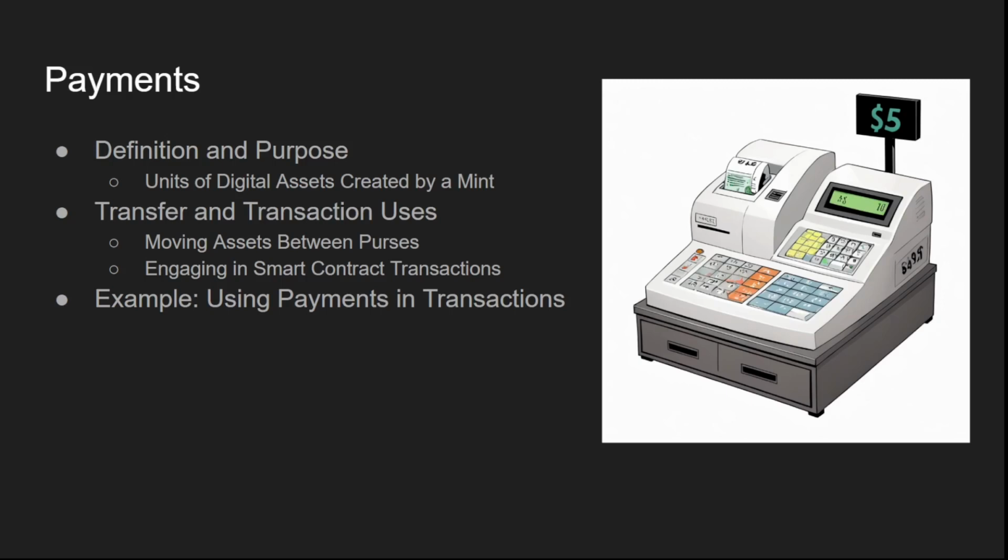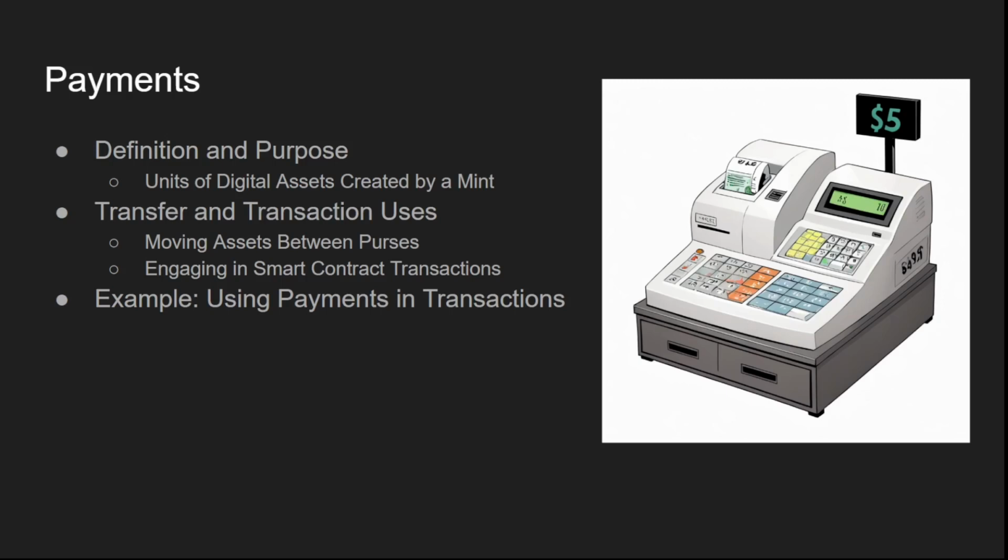Payments are also used in transactions with smart contracts. When interacting with a smart contract, you often need to provide a payment as part of the transaction proposal. For example, if you are participating in a decentralized auction, you might place a bid by sending a payment of your bid amount to the auction contract.